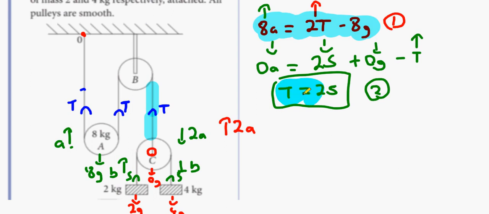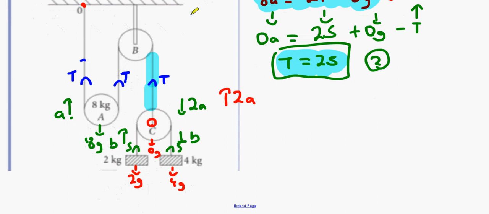Next, we're going to look at the 2 kilogram particle. I don't know whether it's going up or down. I have no idea, so I'm just going to pick one. I'm going to say that it's going down. 2a is bigger than b. So 2a is worth 10 and b was worth 7. That would be overall 3 meters per second squared.